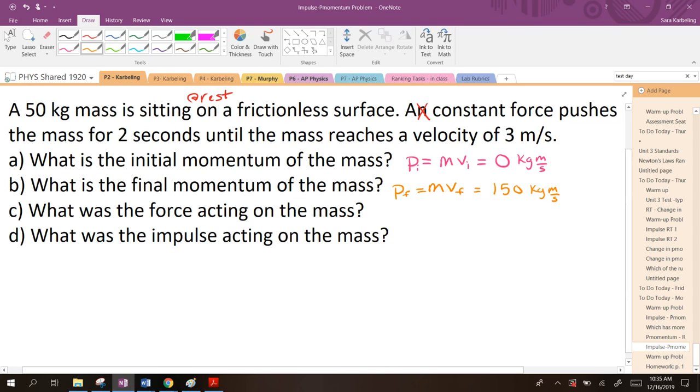Now it gets maybe a little ugly, maybe not. Some people are like, I got this part, no problem. What was the force acting on the mass? How in the world do you figure that out? That's a good question, Miss Gray. I don't know. How did you approach this?